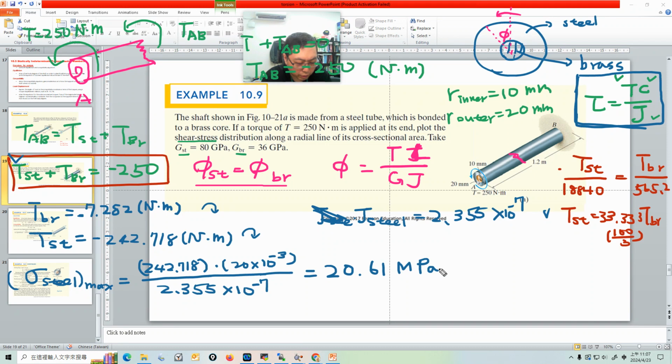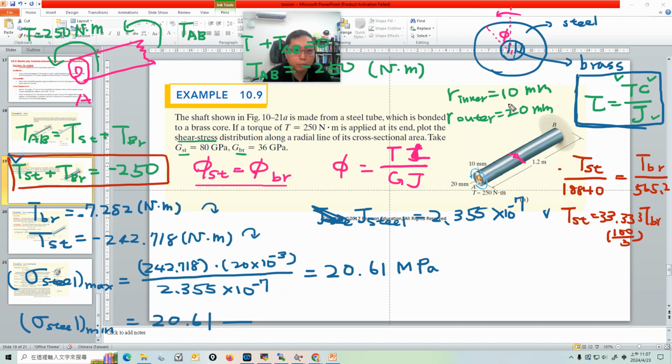This is steel. Okay, so the first one is right. The steel minimum is at the inner radius, and because in the previous section we talked about it, in this class we assume the shear stress distribution is linear. It's linearly dependent on the radius. So the outermost is 20.61 megapascal, and we want to calculate the inner radius shear stress.